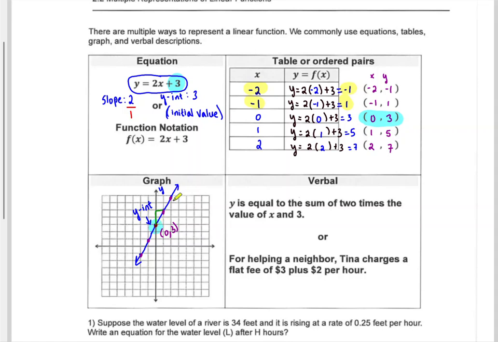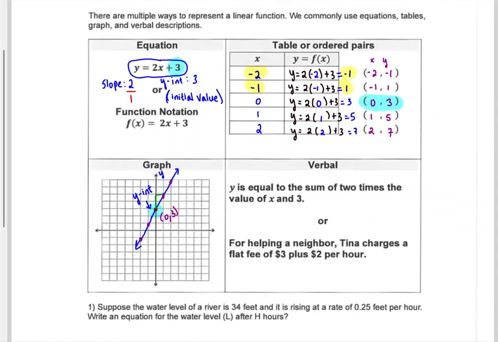Okay? All right. And then the last thing is, and you should know how to make this a verbal sentence and turn it into an equation. It says y is equal to the sum, means addition, of 2 times the value of x and 3. So that's how we get our equation. Y equals 2 times the value of x plus 3, or the sum.